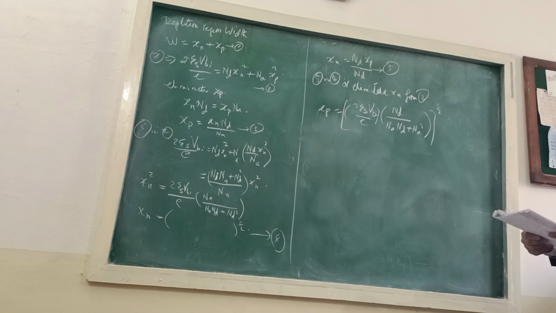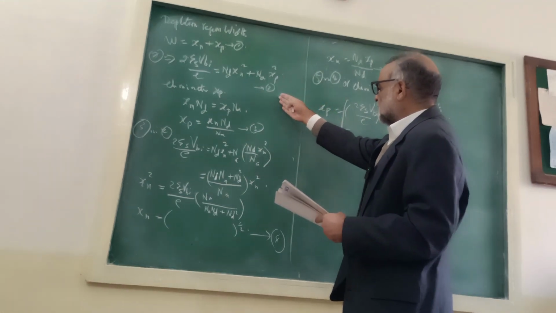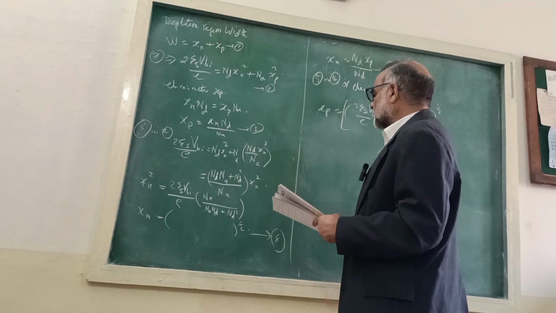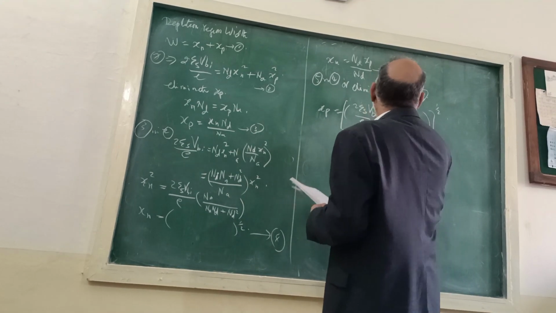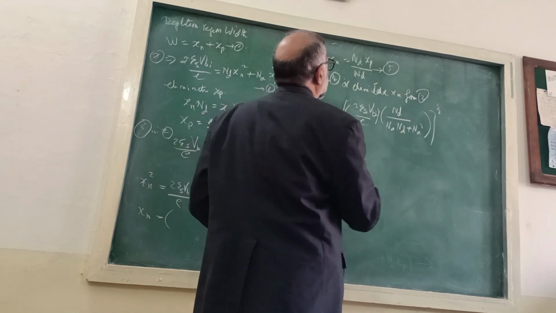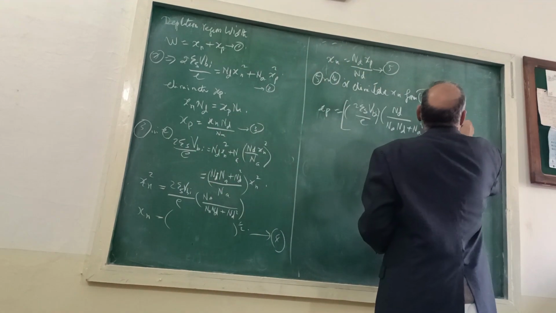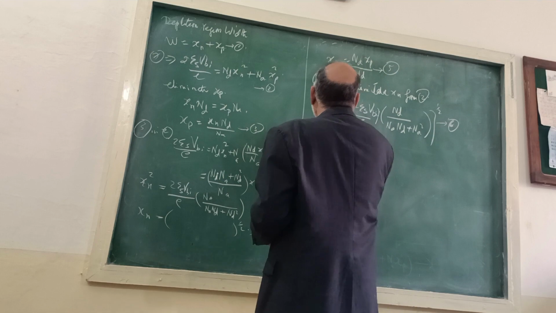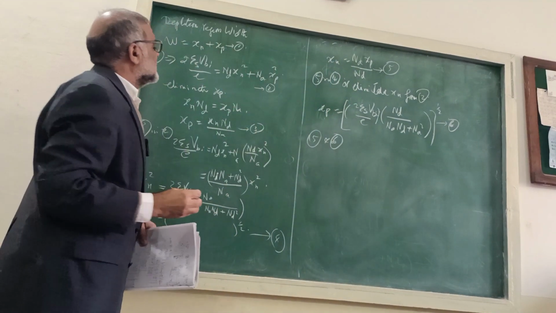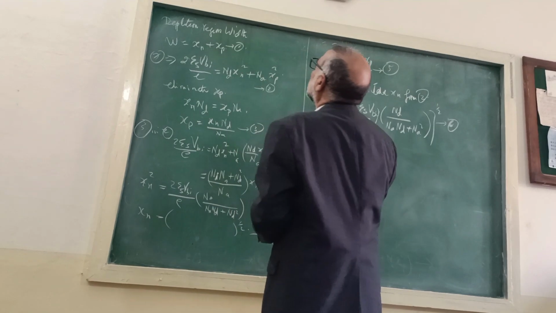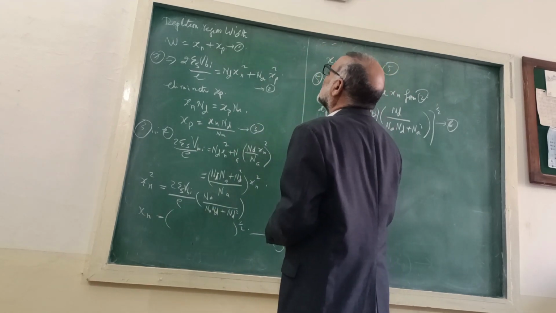Right? A to the power 1 over 2, N_A squared. We don't need this. So equation 5 and this is equation number 6. So 5 and 6 in equation number 2.